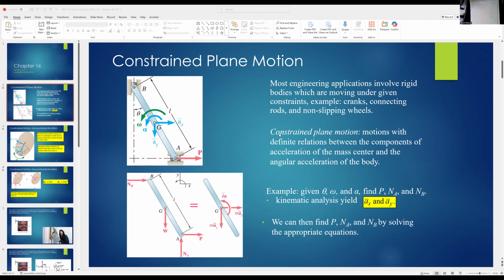Now, again, remember chapter 16 is all about F equals ma. So it's F equals ma of rigid bodies. And part of the difference between this and chapter 15 is that now we're finding reactions.